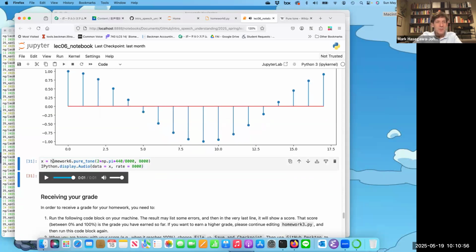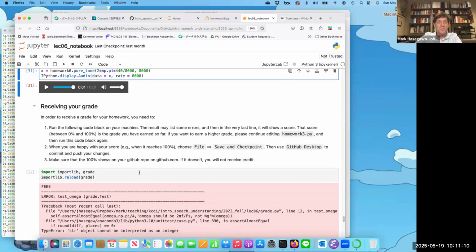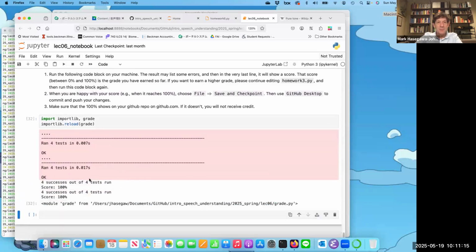There it is. So we've used our homework 6 pure tone at 440 hertz, 2 pi times 440 over 8,000 radians per sample, and at 8,000 samples per second. We can check to make sure that everything works by running grade.py, and it ran 4 tests very quickly and gave us an okay result.